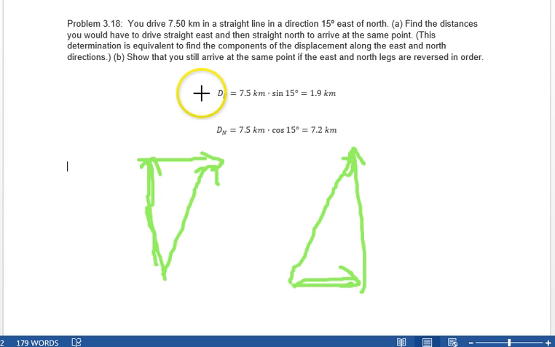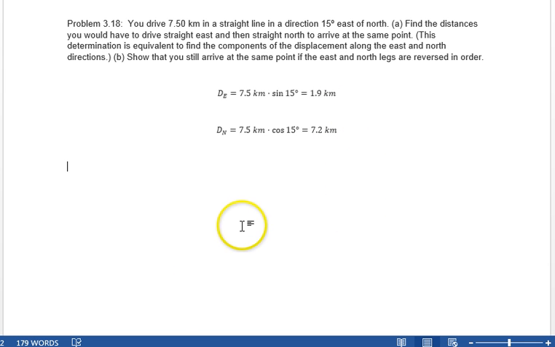So if you reverse this, what's that angle? And what's that total distance? Okay, let's figure all that out. The tangent of that angle is going to be the long side divided by the short side, or 7.2 kilometers divided by 1.9 kilometers. So, part B. In part B, we're looking at an angle theta, which is equal to the inverse tangent of 7.2 kilometers divided by 1.9 kilometers.